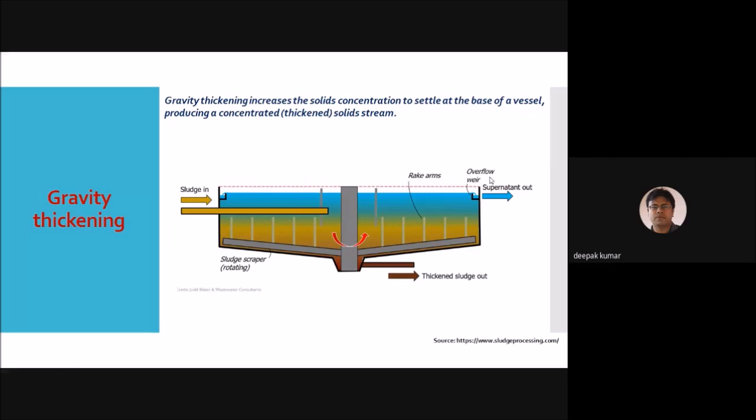Okay, gravity thickening. From the name it is clear that we let the sludge flow into a closed chamber, and due to gravity, the sludge will settle at the bottom and can be easily taken out. The sludge which finally comes from this process will have more density. That's why gravity thickening increases the solid concentration by settling solids at the base of a vessel, producing a concentrated solid stream.